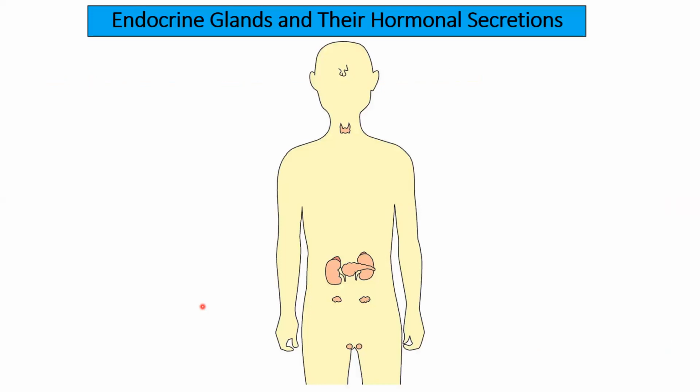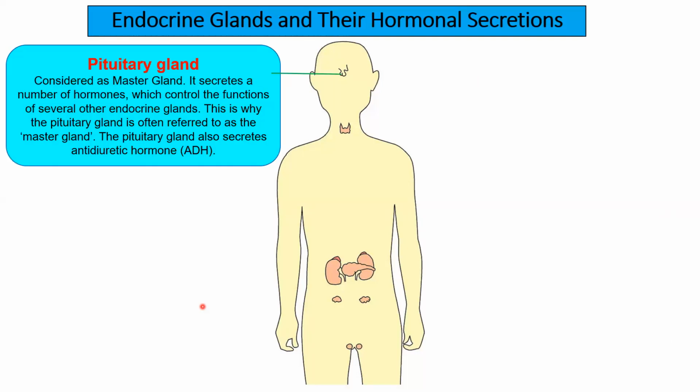So I am going to show you the different endocrine glands and the secretions produced by those which are included in your syllabus, Biology 5090. First, the master gland is the pituitary gland. Why is it considered the master? Because it controls the secretion of the other endocrine glands as well. We will be discussing it in the upcoming slides as well.